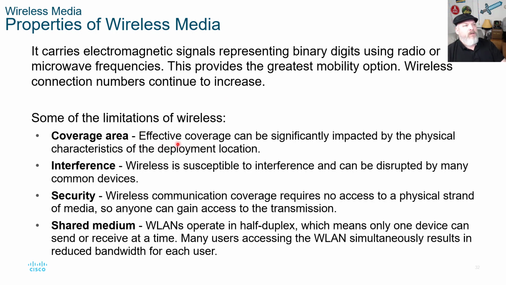The effective coverage area can be significantly impacted by the physical characteristics of the deployment. If it's on top of a hill, you're going to get better coverage than if it's down in a valley. It is susceptible to interference and can be disrupted by many different common devices. Wireless requires no access to a physical strand of media, so anyone can gain access to the transmission. Shared medium wireless LANs operate in half duplex, which means only one device can send or receive at a time. Many users accessing a WLAN simultaneously results in reduced bandwidth for each user.